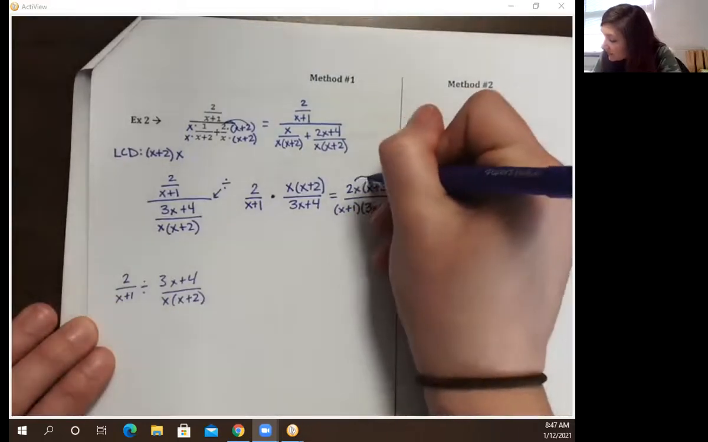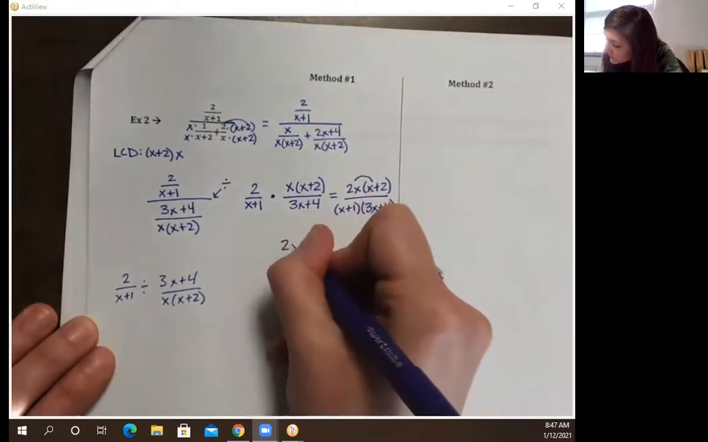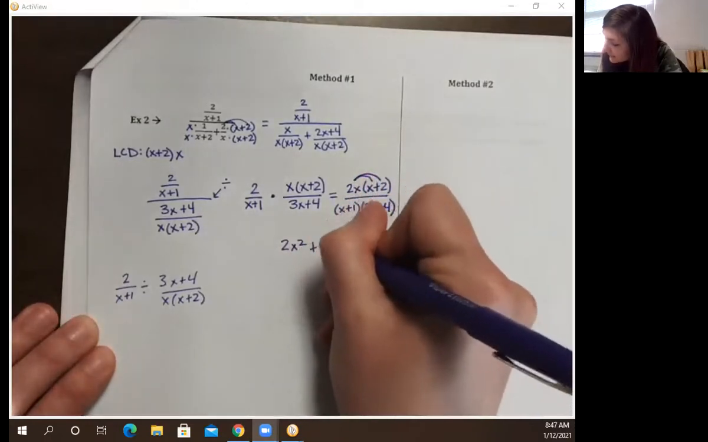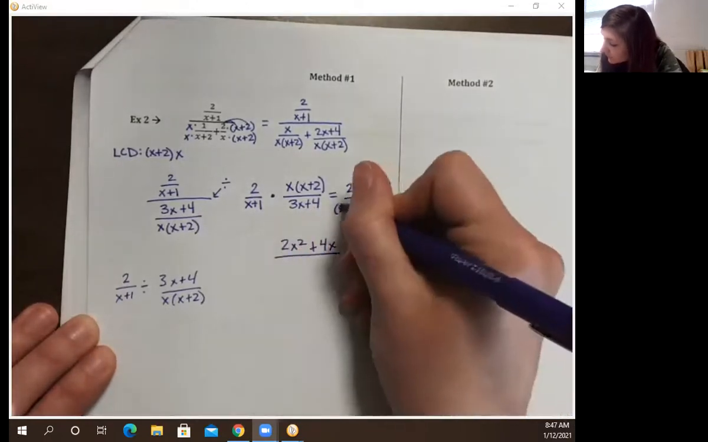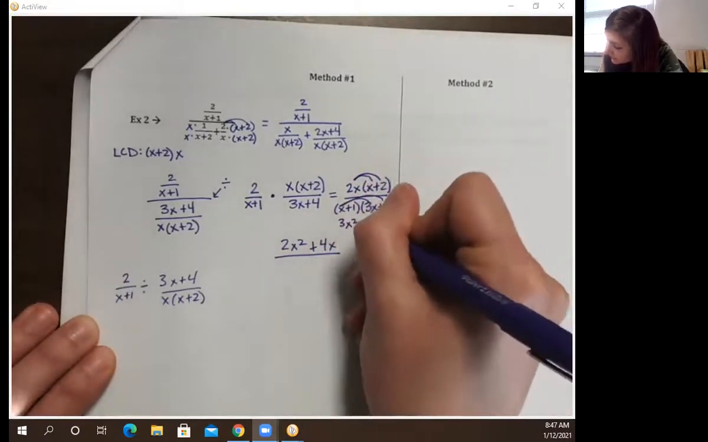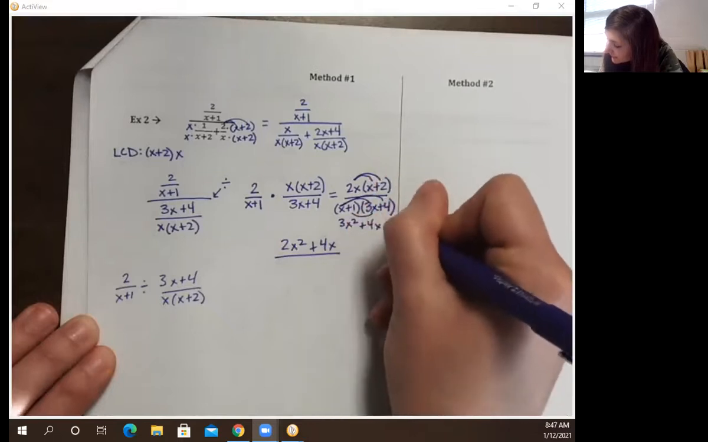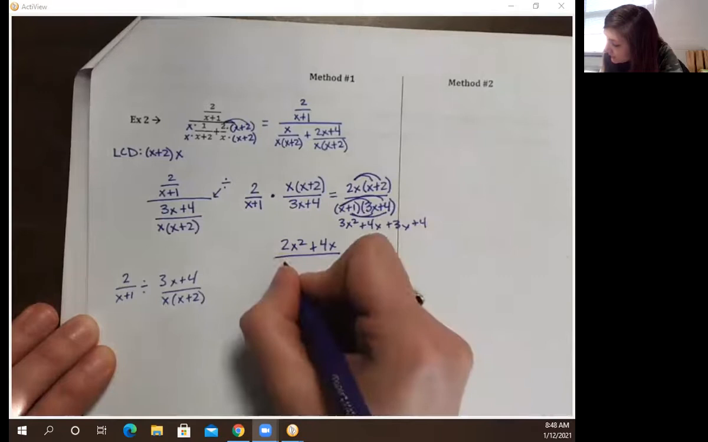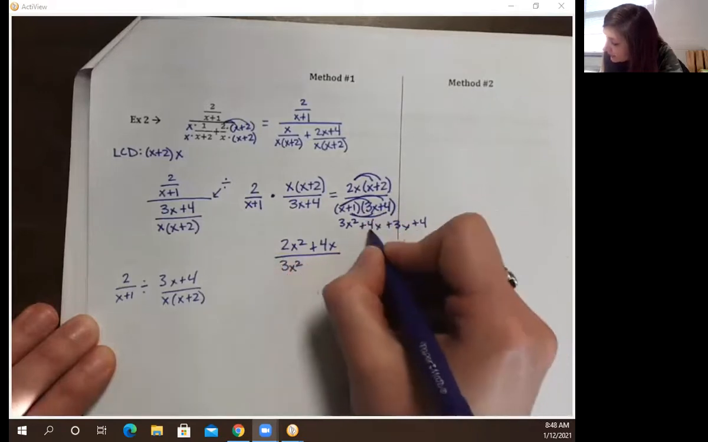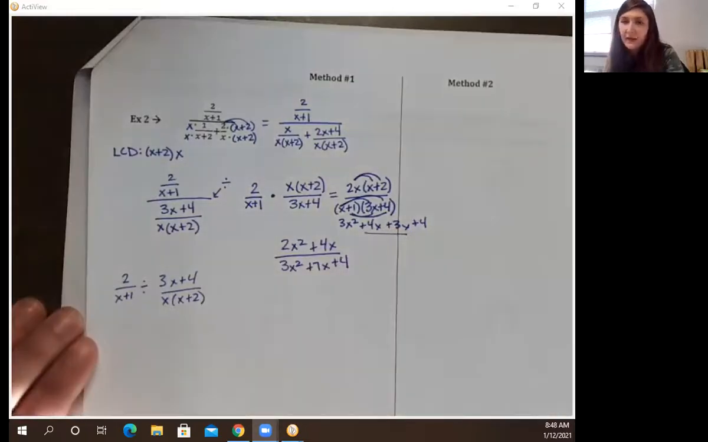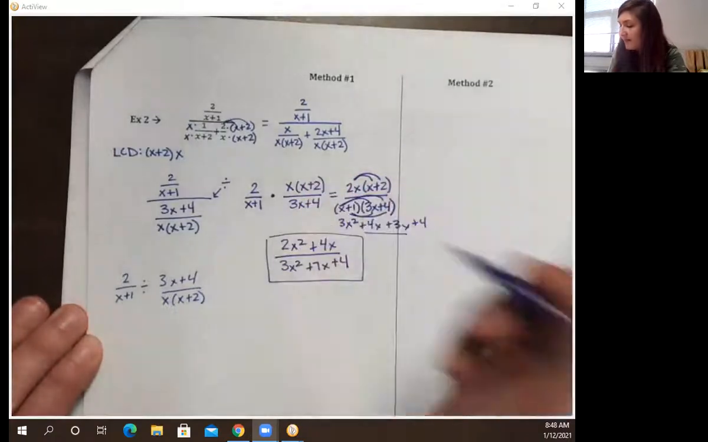I'm going to show you what this looks like distributed as well. So this would be 2x squared plus 4x over, that would be 3x squared plus 4x plus 3x plus 4. So 3x squared plus 7x plus 4 on the bottom if you were to distribute. Okay. There would be my final answer.